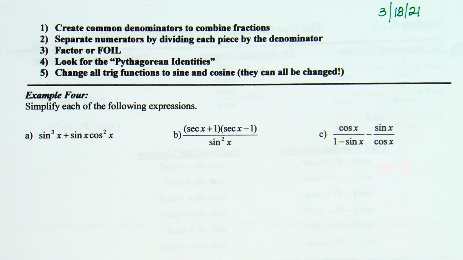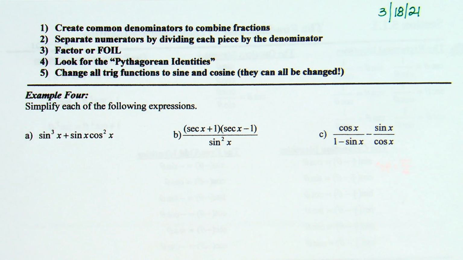Possibility number 3 is to factor or FOIL something. So factoring could be looking for a GCF. FOILing would be taking like a binomial times a binomial and multiplying them together. Item 4, look for a Pythagorean identity. You remember those 3 Pythagorean identities we looked for yesterday? Where it was a function squared plus 1 or a function squared plus function squared. Those can be subbed out, right? Like if you see sine squared x plus cosine squared x, if you recall from yesterday, that equals 1. So you could take that out and replace it with what it equals. Okay, so we'll be looking for Pythagorean identities.